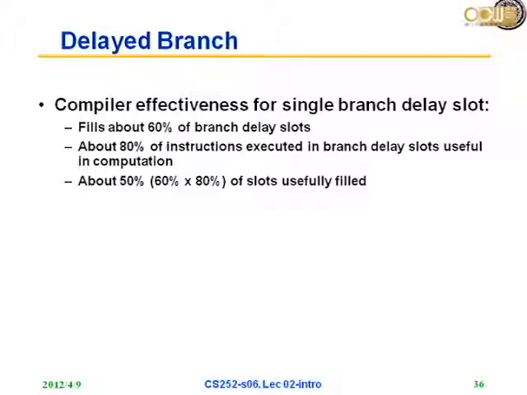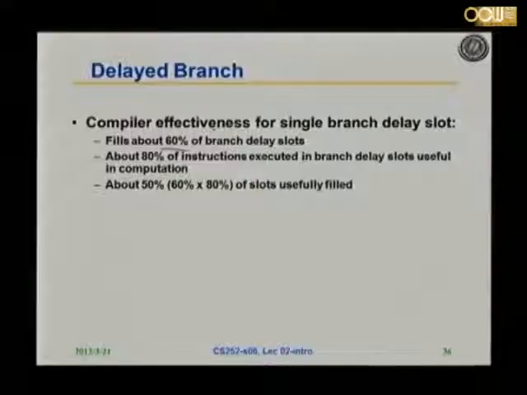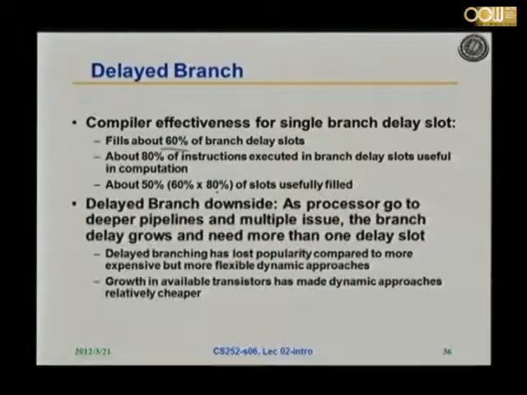Compiler effectiveness for single branch delay slot. It has 60% chance to fill one delay slot, and 80% of this filled instruction can be useful. So 60 times 80 is about half of the probability it can be of use. Okay, it also has downsides, and you read these through on your own.